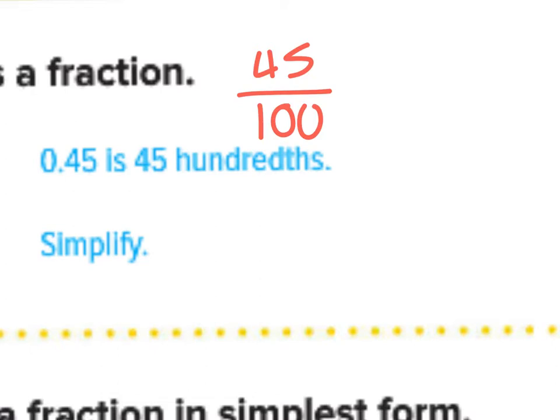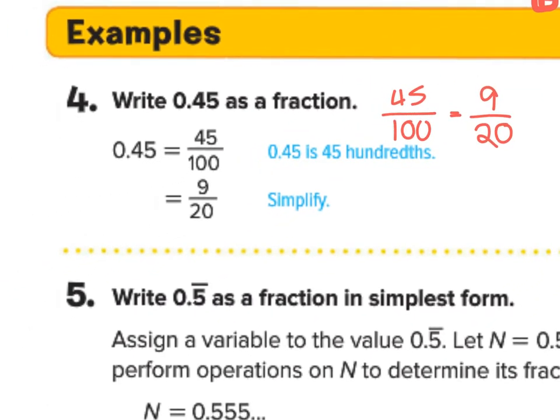You know that based on the divisibility rule, any number that ends in 5 or 0 is divisible by 5. So 45 divided by 5 is 9. And 100 divided by 5 is 20. So it's 9/20ths. And now we have the decimal written as a fraction.